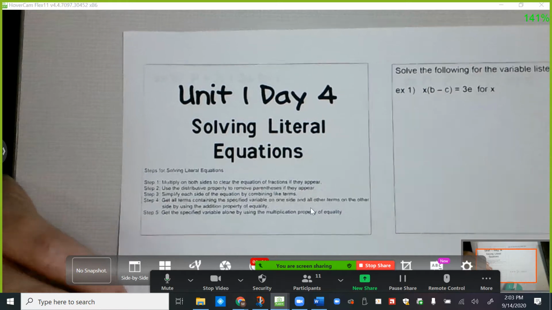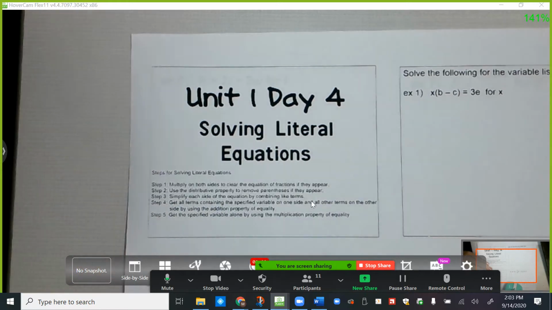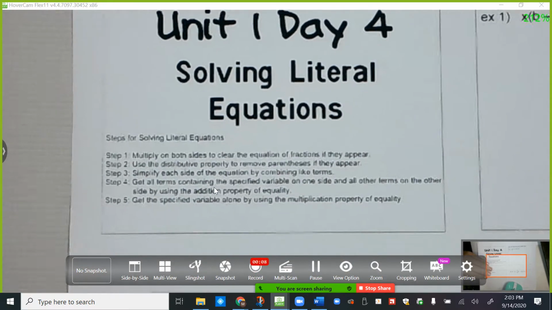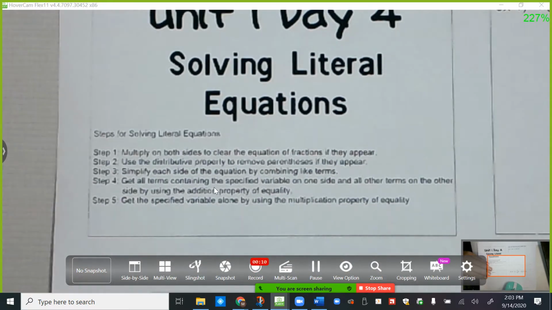Okay, today's Unit 1, Day 4, solving literal equations. So I know that we have these steps here, but sometimes it also depends on the problem. So I don't really want you to go through and just 100% write them down.